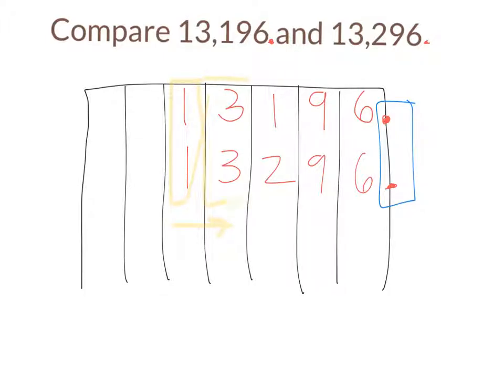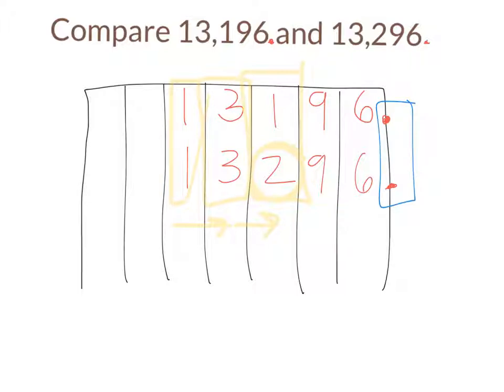What's the next biggest place value? The thousands. Are those the same or different? Same. So we're going to move on. What's my next place value? Hundreds. Are those the same or different? Different. Ooh, I can see that having a 2 in the hundreds is greater than having a 1. So which number is bigger? 13,296 or 13,196? 13,296. Very good.